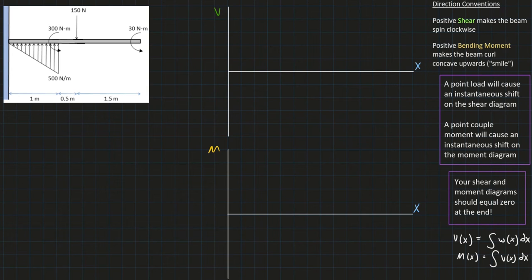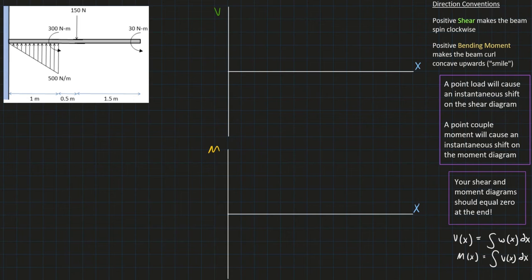Alright, here's our first shear and bending moment problem. We'll do this problem in two ways. First, we'll use the indefinite integral method, the one that always works. It's a little bit slower, but you end up with all the equations for everything. And then we'll use the area under the curve, the definite integral method, which is faster, but it could run into problems for complicated loading scenarios.